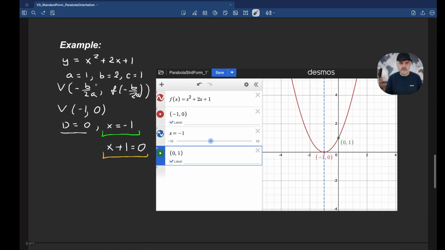In this example right here, you have a positive a value. Again, b is provided as 2 and c is equal to 1. So we know the y-intercept does exist. To quickly find the coordinates of the vertex, we apply the formula negative b over 2a. Do the calculations, we get negative 1. And to find the y coordinate, you put that number back into the formula, x squared plus 2x plus 1, and we get 0.